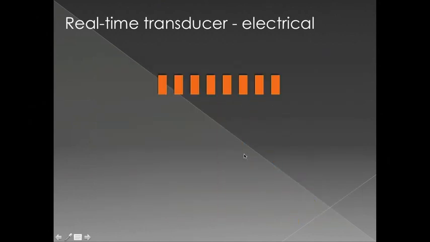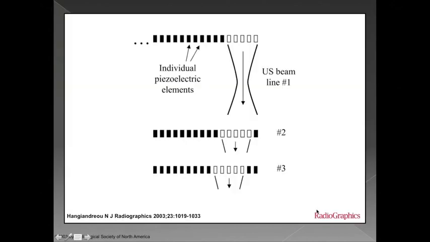Our modern transducers, however, have a series of crystals with beam lines that are electronically steered due to interference patterns in the sound waves created by each of the crystal elements. This is known as a sector or vector type transducer, and I'd like to contrast that briefly with the linear form of transducer.